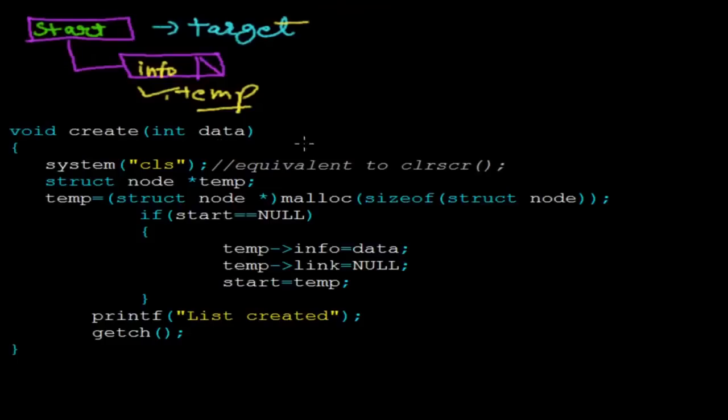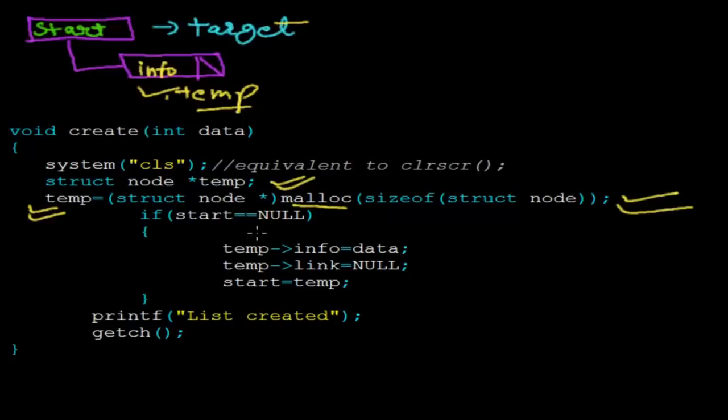Now this is how this create function looks like. We are firstly initializing a temp variable which is a temp node. We are allocating space so that this temp node can be created using this malloc statement, means allocating the memory space so that this node can be created, and the address of this node is copied to this variable temp, which is of node star type.